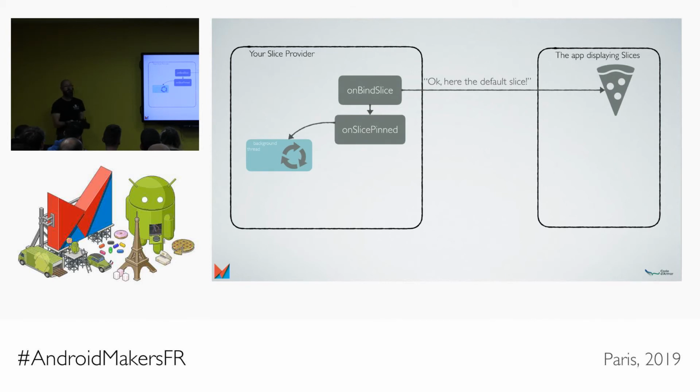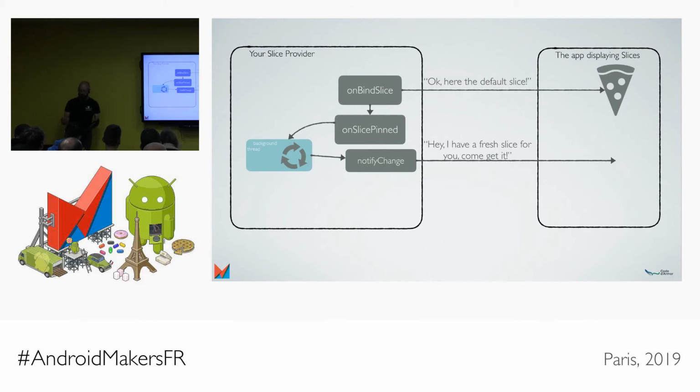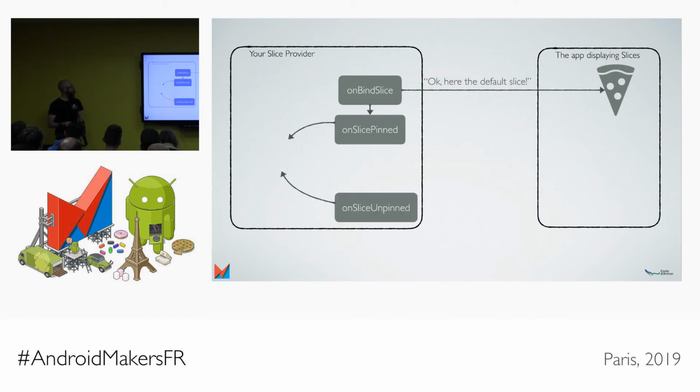When it has content which is relevant to display, it will call the notifyChange function of the content resolver, which we should be familiar with because it's been around as long as all the content providers. So it's basically just saying to the system, hey, the content matched to the URI you called has been updated. It's up to you to grab a new version of the content by calling once again onBindSlice, or just keep stale content.